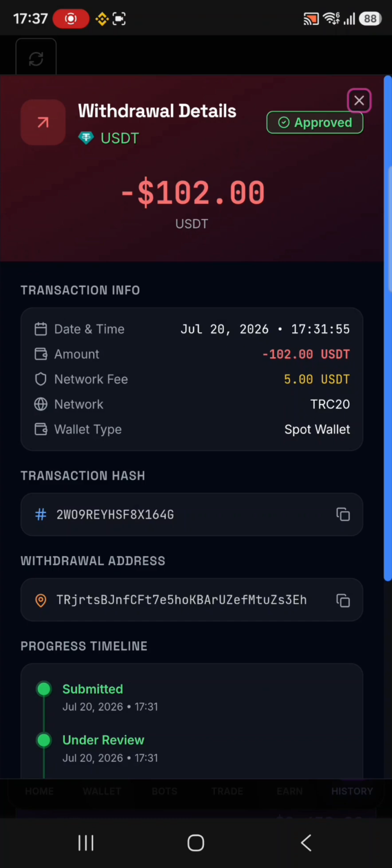So make sure you trade now, maximize your capital. Make sure you start with 1,000 and above, or you can start with 500. Don't start with the minimum of 30. You won't make much profit.